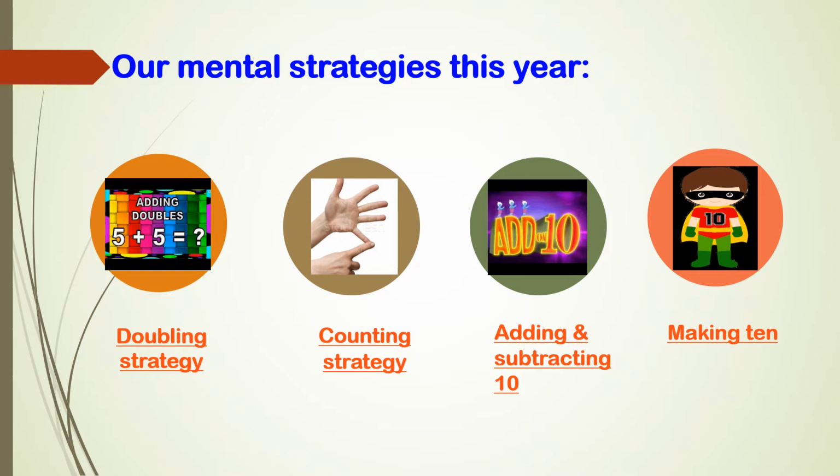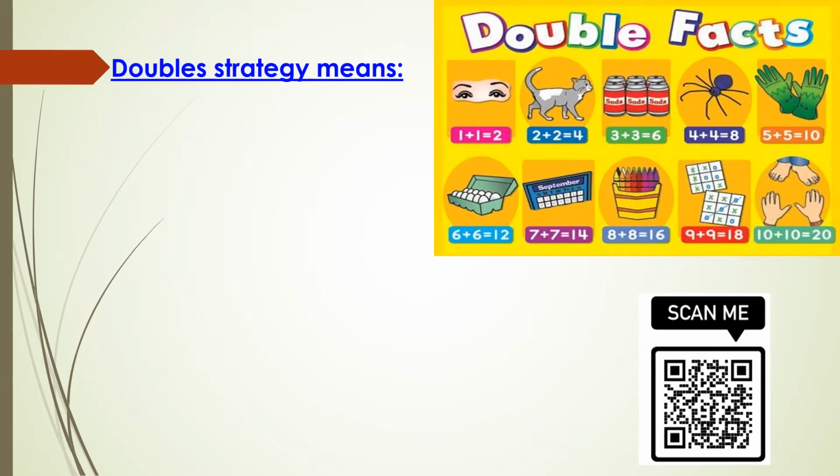First, we will start studying doubling strategy and we will hear the song for it. After we listen to the double song, now we are moving to the double chart. The double chart has double facts. Let's study double facts together. The first fact is 1 plus 1 equals 2.